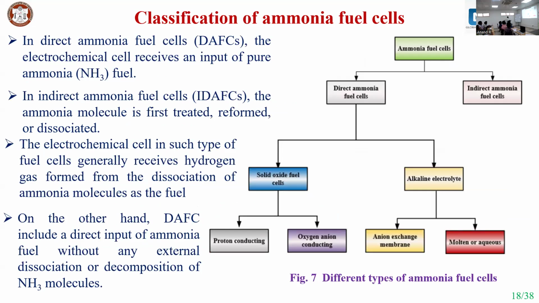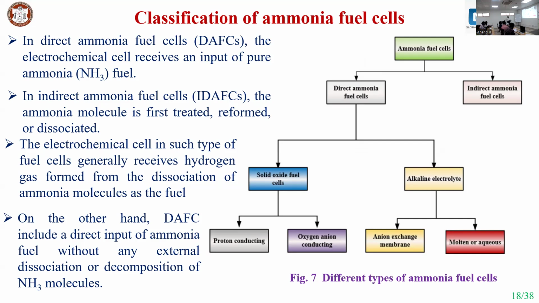For the classification of fuel cells, there are two types: direct ammonia fuel cell and indirect ammonia fuel cell. In the direct type, you can use ammonia directly, but if the nitrogen reacts, there is a chance of oxides of nitrogen. In the indirect type, you break the ammonia into hydrogen, so there is no issue other than water; nothing else is a product of the electrochemical reaction.